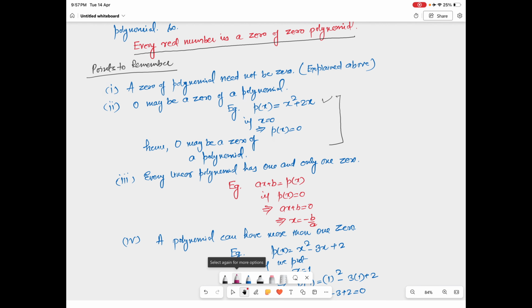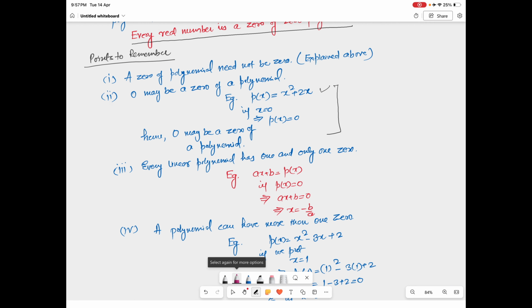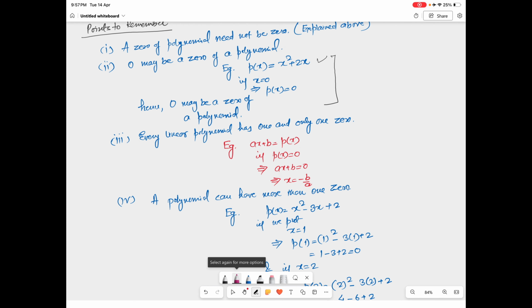Now, we will come to another important property: every linear polynomial has one and only one zero. Of course, a linear polynomial means it has degree 1. So if I write P(x) is equal to ax plus b, and if I equate it to 0, I will get only one value of x, which is minus b by a. So every linear polynomial, meaning the degree of the polynomial is 1, has one and only one zero.